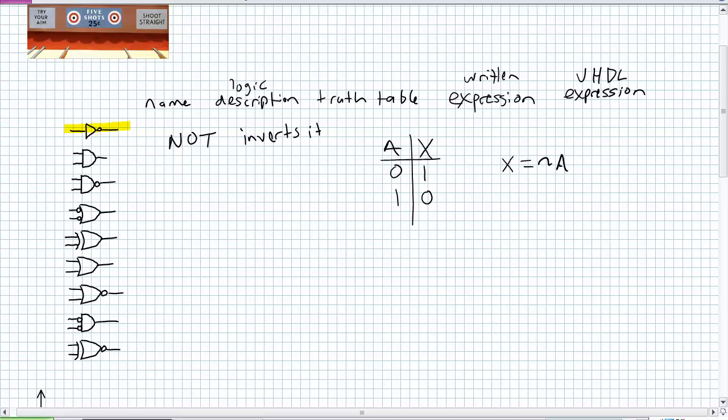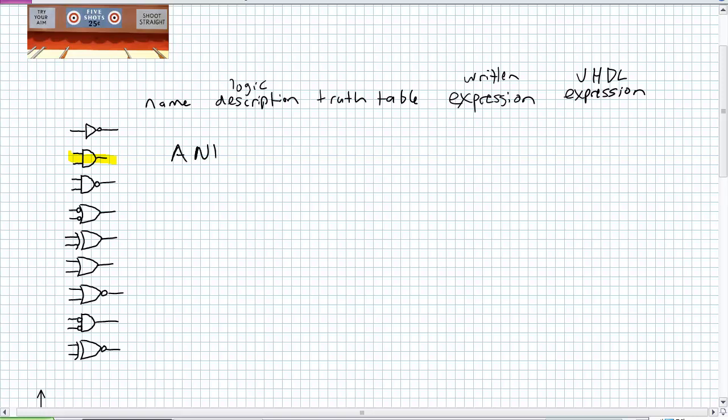You can also see this in Verilog, which is a different type of language. What is the VHDL expression? X is assigned not A. Typically, keywords are expressed as lowercase. It's case insensitive. Constants are typically expressed as uppercase. Go ahead and try the next one, this guy.